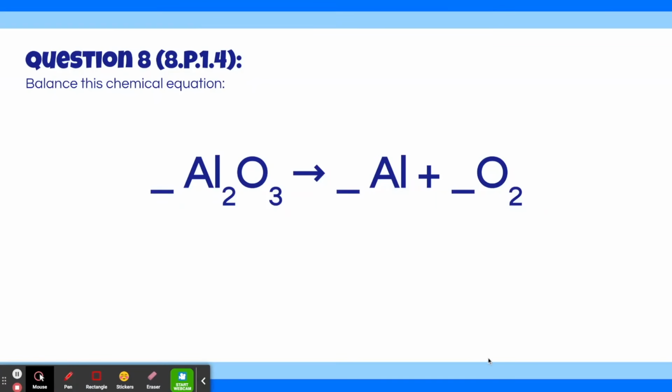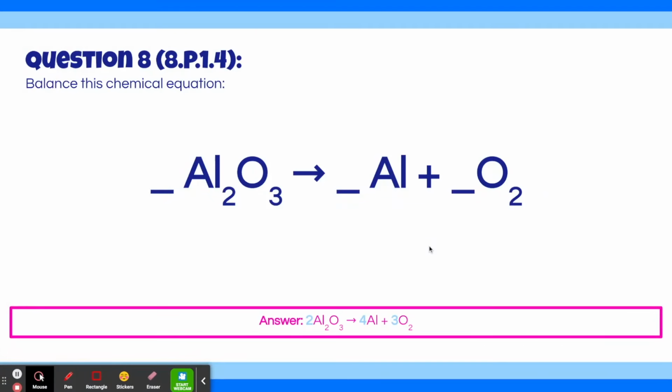Okay, so the answer to this question is 2Al2O3 results in 4Al plus 3O2. So we're going to go through the same steps we did with the last question. The first thing we did in the last question was count the number of atoms of each element we have in the reactants and in the products.